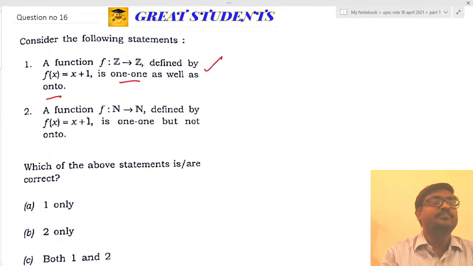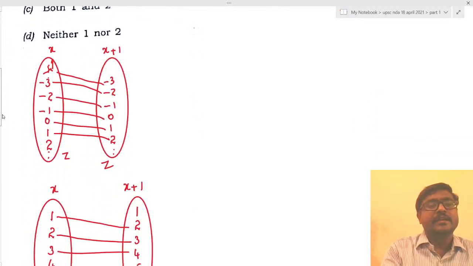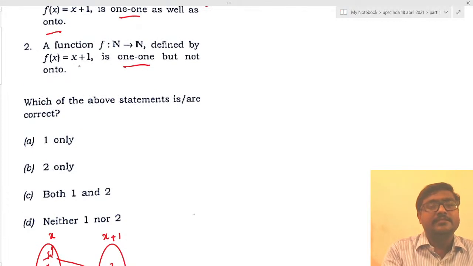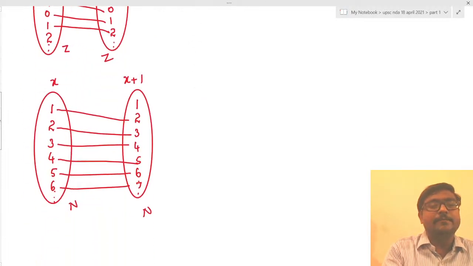First statement is true. Second statement, what it says: a function from natural number to natural number, f of x equal to x plus 1 is 1-1 but not onto. They are telling. Let us see. Now natural number to natural number it is given. Natural numbers I have written. Now x plus 1 only. Same way they are relating. f of x equal to again what? x plus 1 only. So now what will happen here?